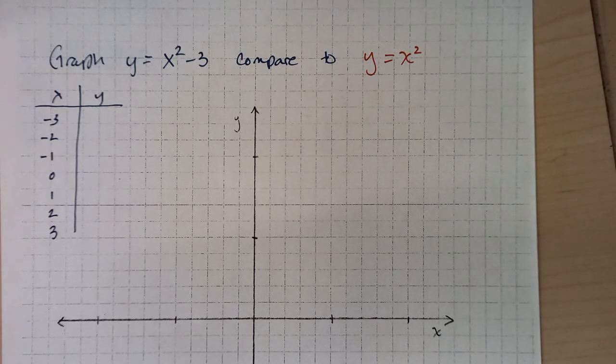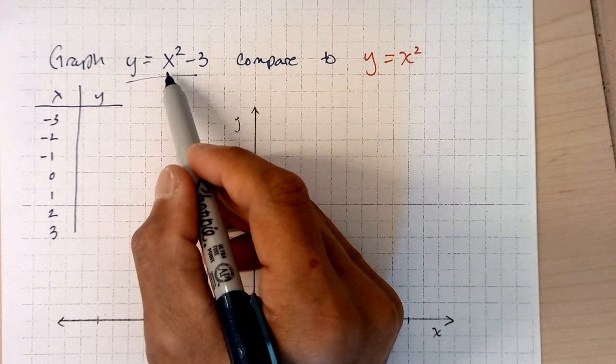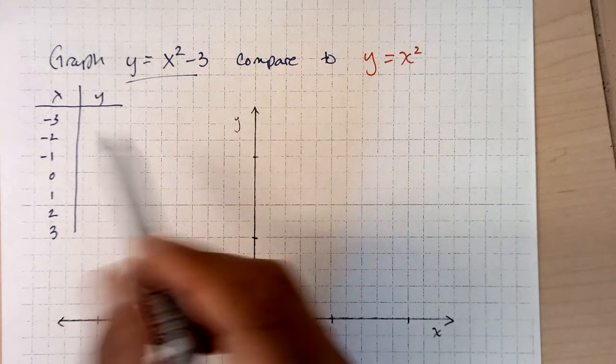All right, so now I want to graph y is equal to x squared minus 3, and then we'll compare it to the parent graph as well. I already started my table. Now here's what we can do. Here's what this equation tells you to do. Whatever your input or x is, square it first, and then subtract 3.